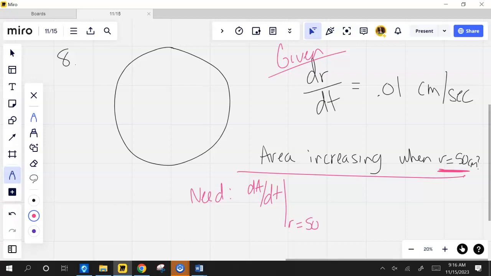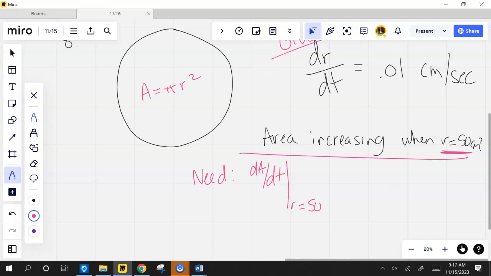What are you going to do? That's exactly what I would do. I would go, okay, well, I know that the area of a circle is pi r squared. This one's a little bit easier than the balloon one. What can I do? I would take the derivative the way it is right now, right?